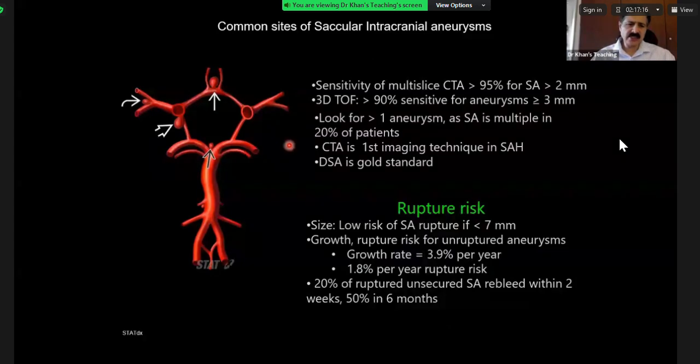You see, the classical sites of aneurysm, the most common sites of saccular intracranial aneurysm, are on this diagram. ACOM, the anterior communicating artery, and the junction between ICA and PCOM, which is this one. Bifurcation or trifurcation, this one. Basilar tip, which is this one. There are other sites also, but these are the most common.